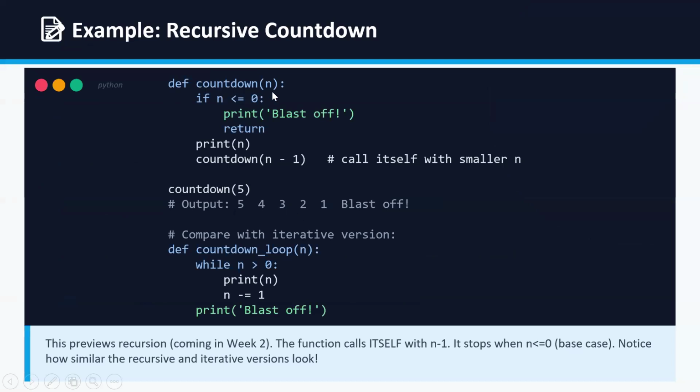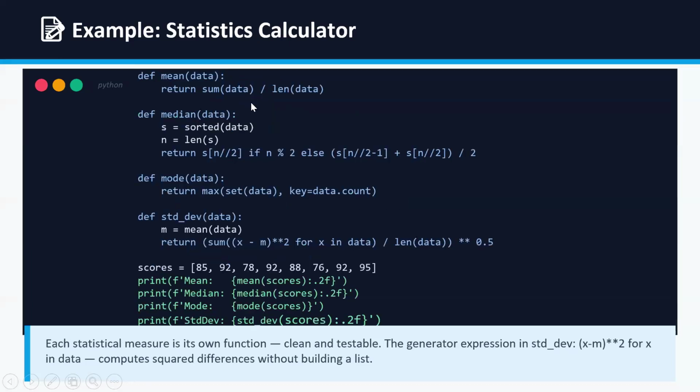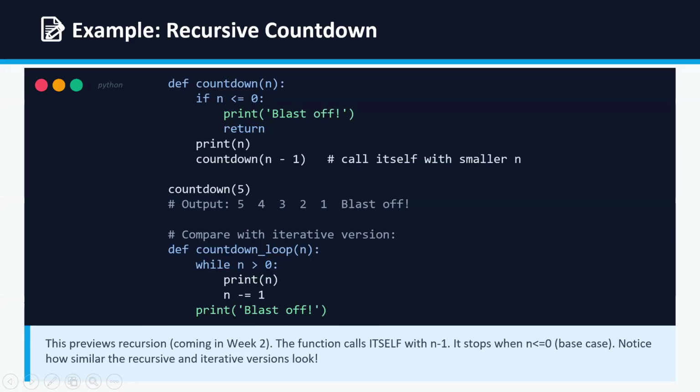Def countdown n. This is the function name and this is the parameter n. If n is less than or equal to 0... the purpose of this program is counting down 5, 4, 3, 2, 1 and then blast off. So once it reaches a value less than or equal to 0, it will come out of that, and it will just print blast off.